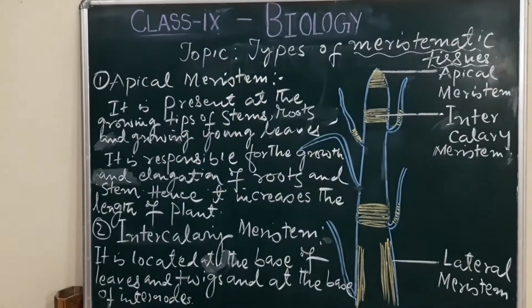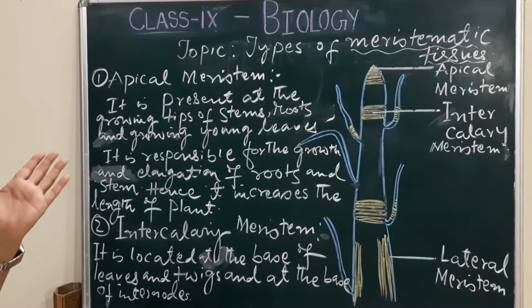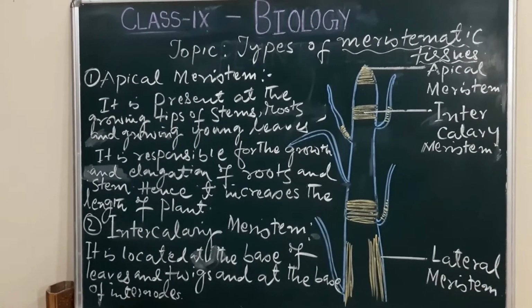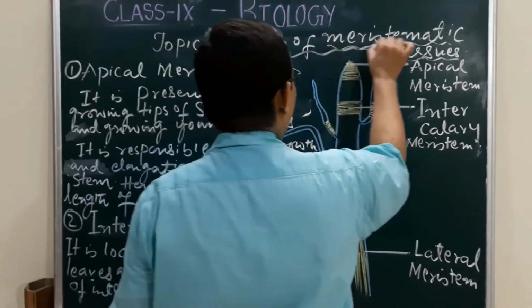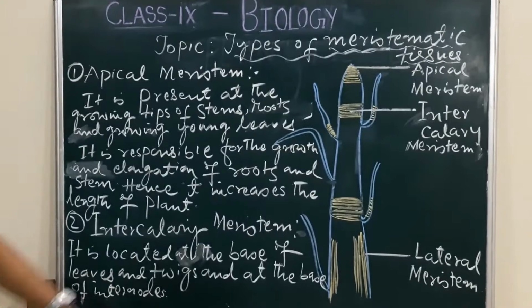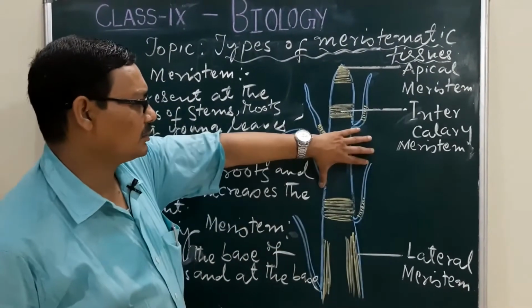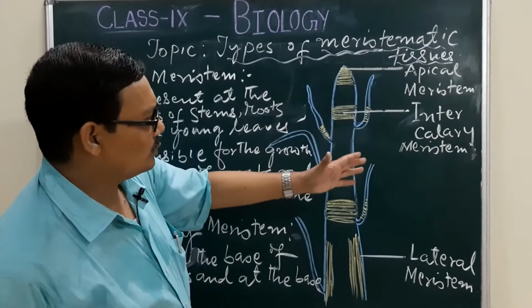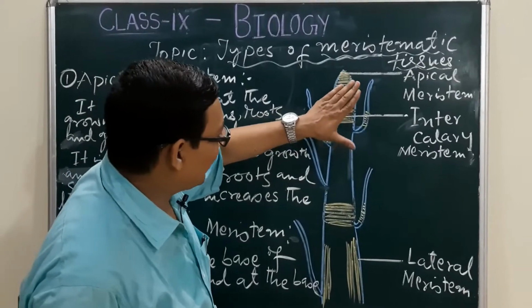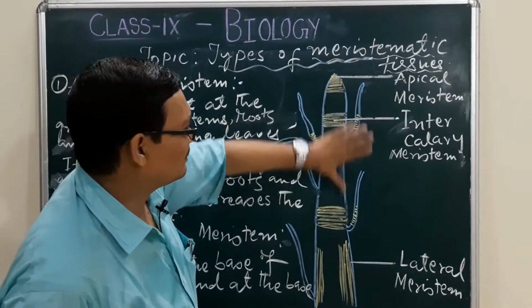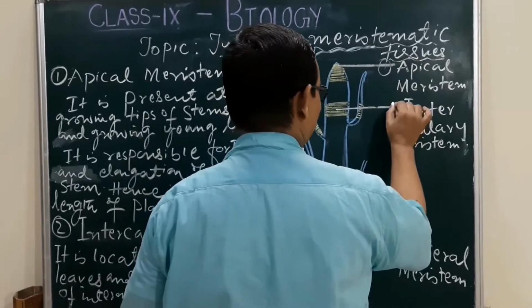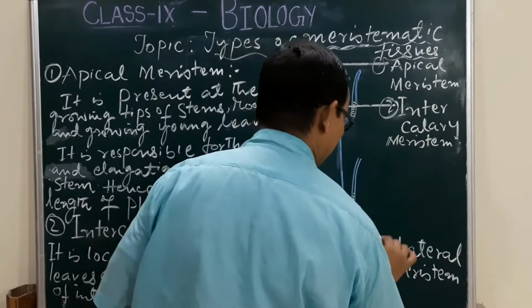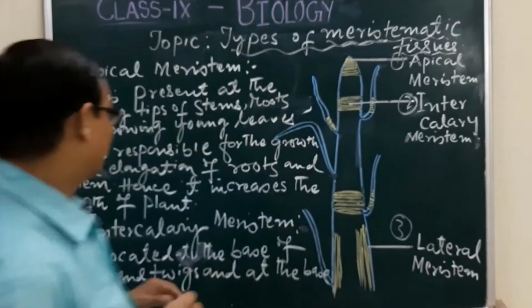After knowing this fact, now in today's lesson we will start the types of meristematic tissue. Here, with the help of the diagram, you have to understand the different types. Number 1 is apical meristem, number 2 is intercalary meristem, and number 3 is lateral meristem.